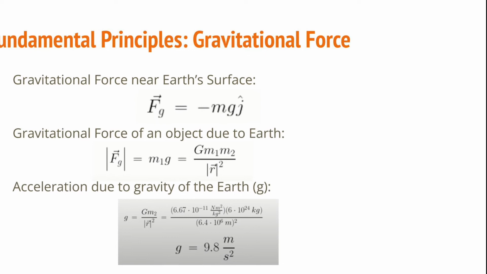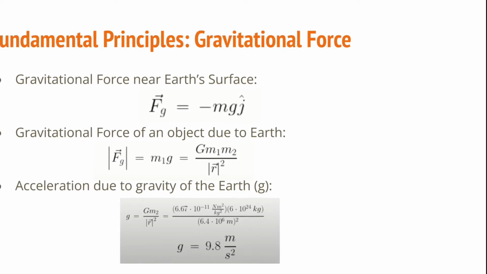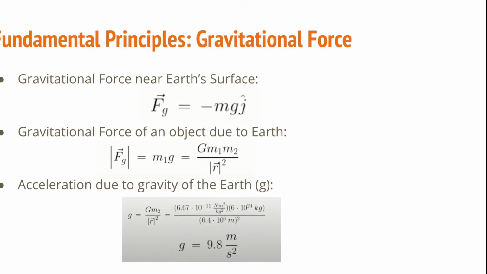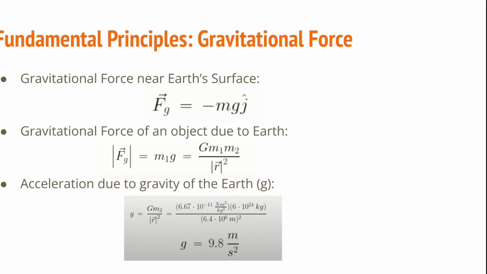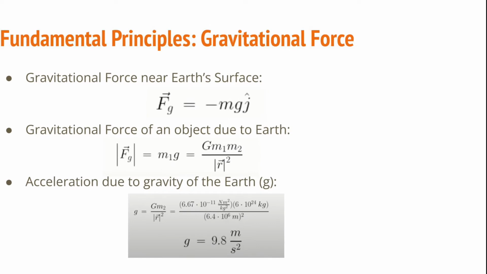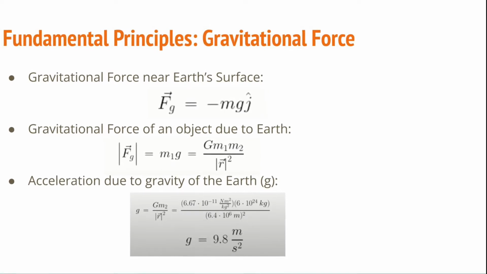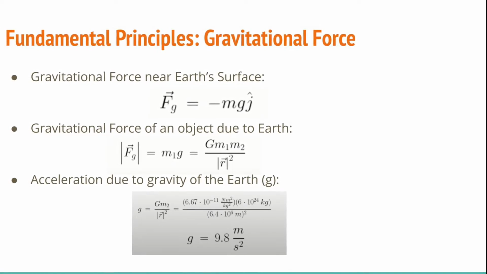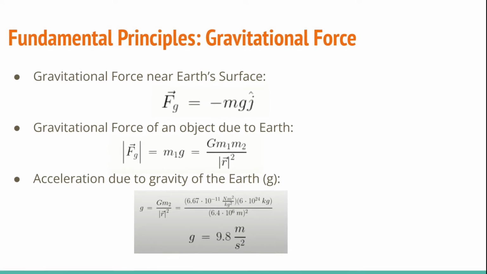Another key concept in this lab is gravitational force. The gravitational force acting on an object near Earth's surface is the product of the object's mass and acceleration due to gravity in the negative y direction. We can equate this formula to the universal law of gravitation, which is the second formula in this slide. We can also manipulate the universal law of gravitation to help us find the actual value of g on Earth, which is 9.8 meters per second squared.